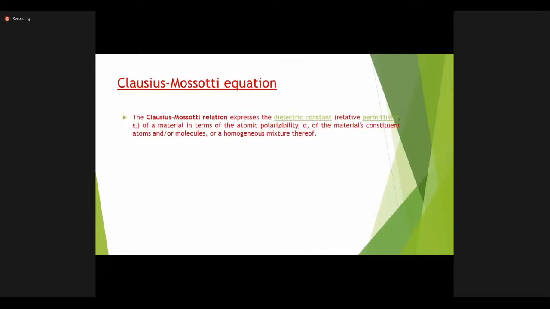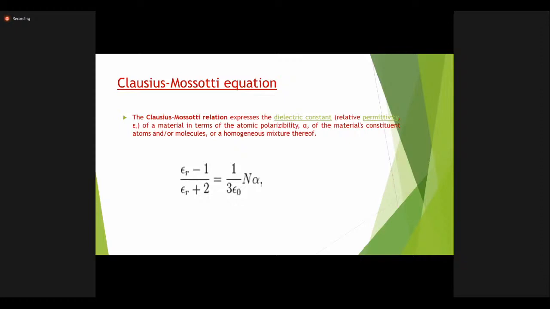Clausius-Mossotti equation. According to the Clausius-Mossotti equation, it expresses a relationship between the dielectric constant and the polarizability of the material. See here, the dielectric constant is given by K or epsilon r. Epsilon r minus 1 by epsilon r plus 2 equal to n alpha by 3 epsilon naught. Epsilon r is the relative permittivity or dielectric constant. It is K minus 1 by K plus 2. Instead of K, I have written it as epsilon r here. Epsilon r minus 1 by epsilon r plus 2 equal to 1 by 3 epsilon naught into n alpha.